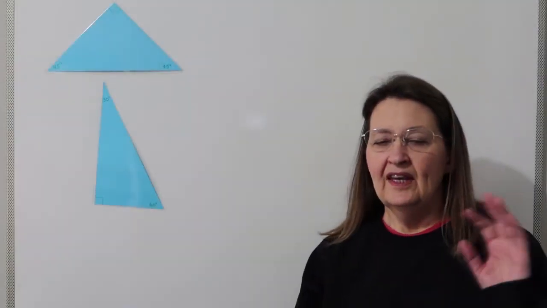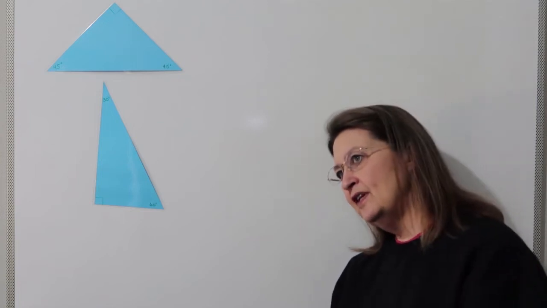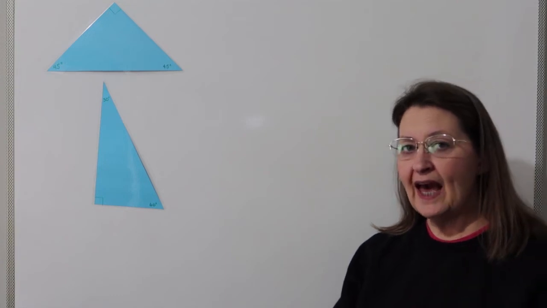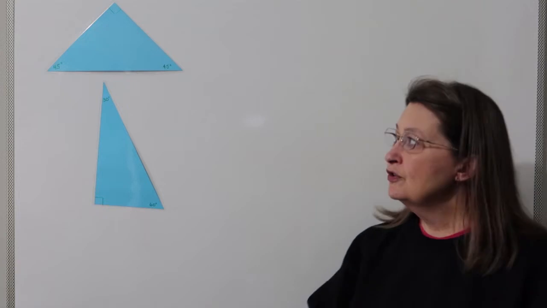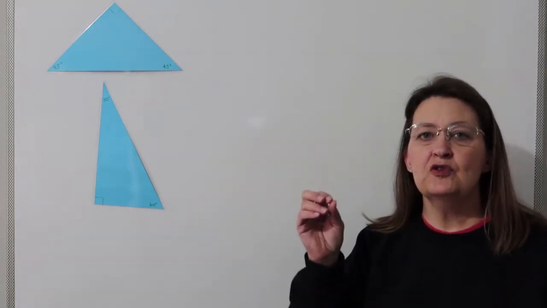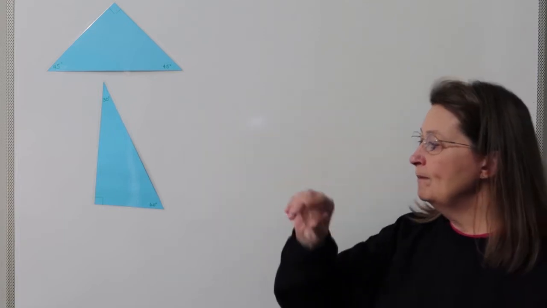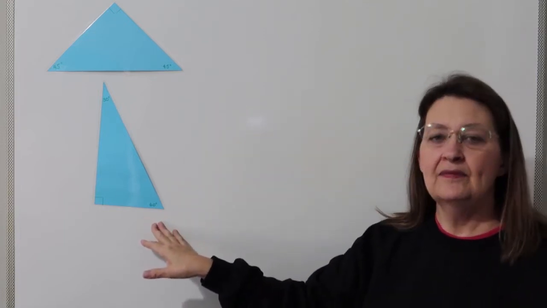Hey guys, if you've been having some trouble with special right triangles, this video is for you. We're going to talk about formulas involved with finding the side measurements of two very special triangles. They're two specific right triangles: your 45-45-90 and your 30-60-90.